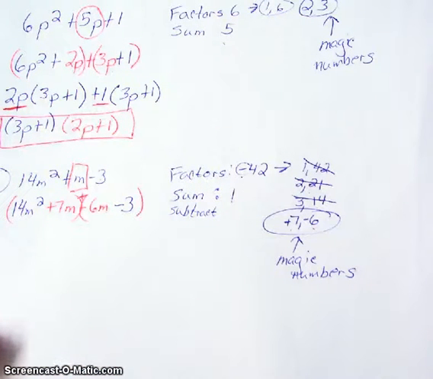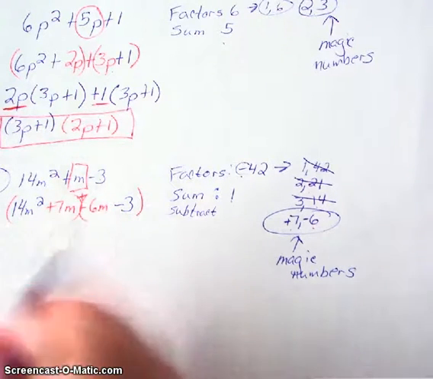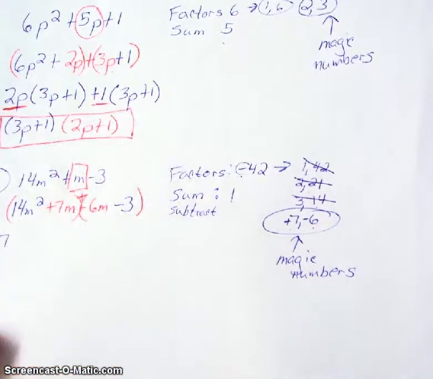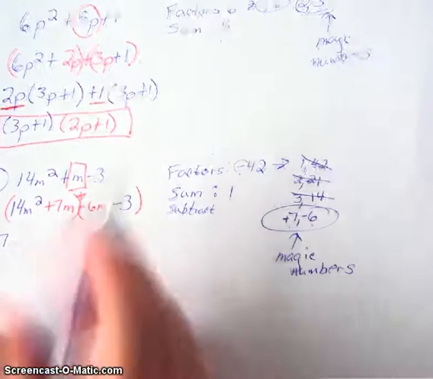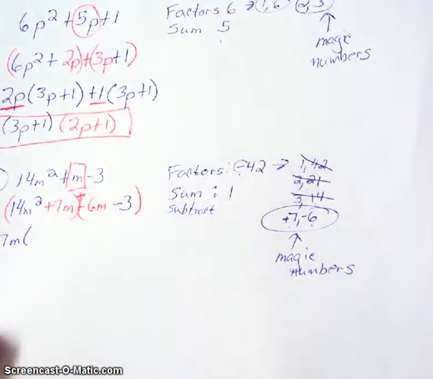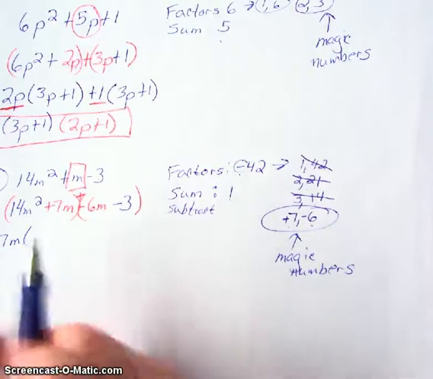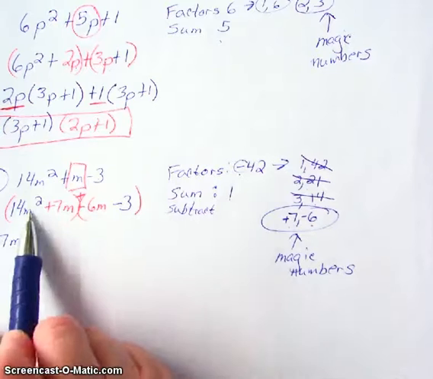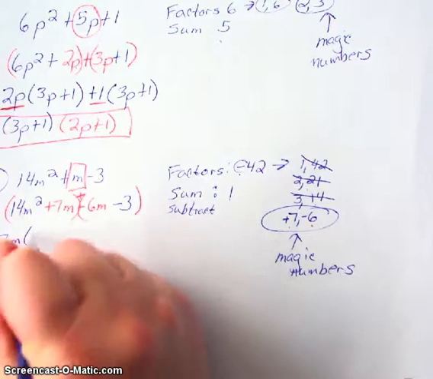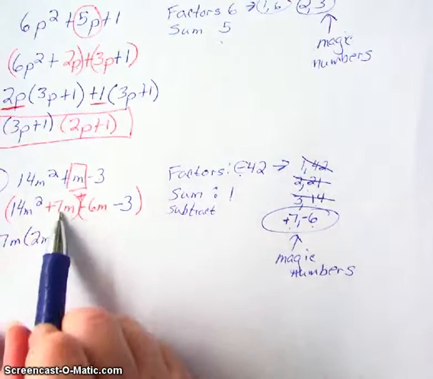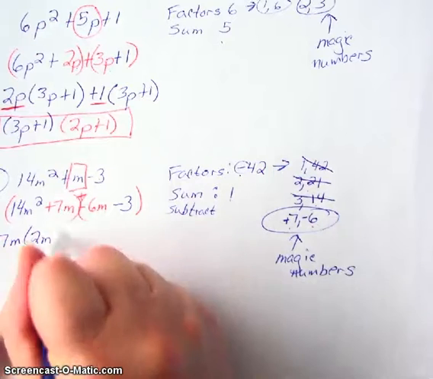All right, GCF of the first group, 14 and 7, a 7 can divide into both, and m squared and m can divide into both. Now we're dividing. 14m squared divided by 7m is 2m. 7m divided by 7m is 1.